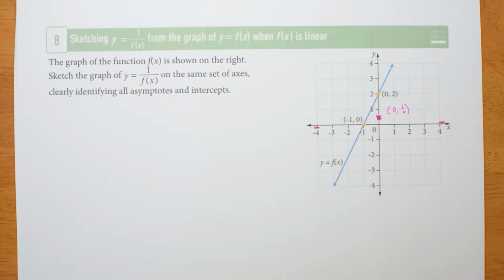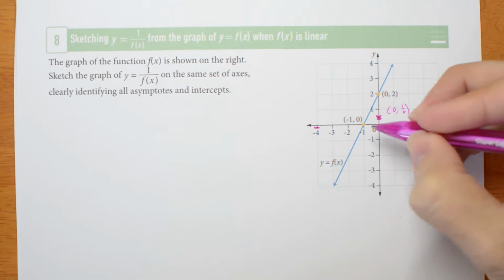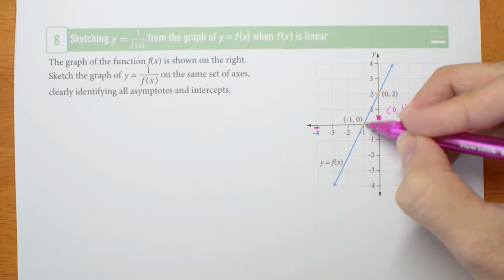Now what's going to happen in between? Well, there's a discontinuity. At this point here, I would be dividing by 0. My y-coordinate is 0. So the reciprocal is infinitely big, and I can't have that.